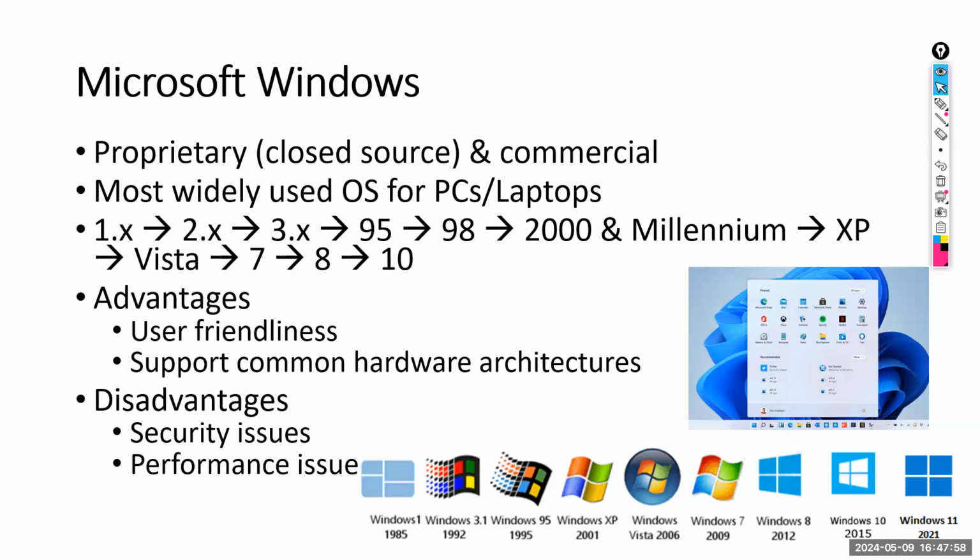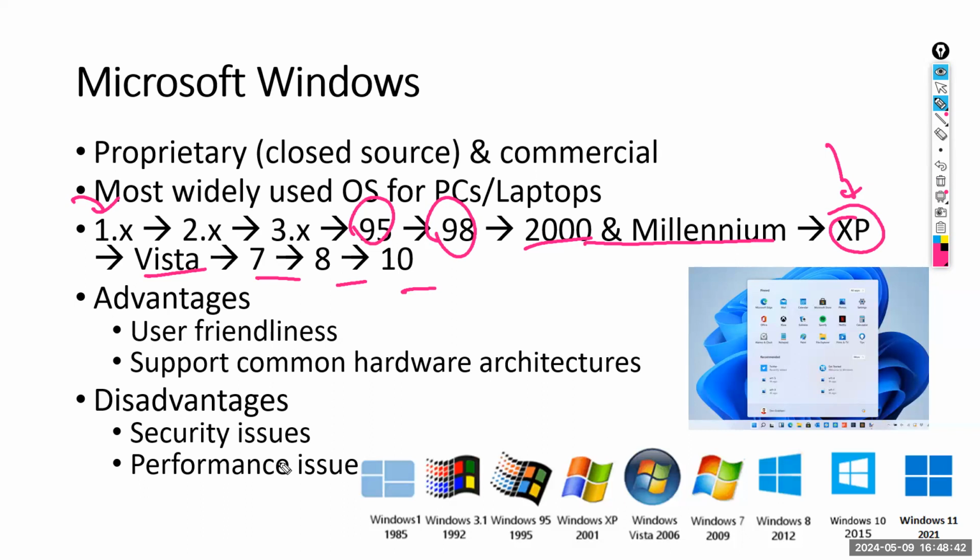Obviously, the most popular is Microsoft Windows. Basically, Microsoft Windows is a continuation of DOS, Microsoft DOS. Before Windows 1.x, it was DOS. But then they came up with graphical user interfaces, very primitive, and called it Windows 1.1, 1.2, and so on. Then came 2, 3, then Windows 95, Windows 98, 2000 or Millennium, and then Windows XP, another very famous OS, then Vista, 7, 8, 10, and so on.